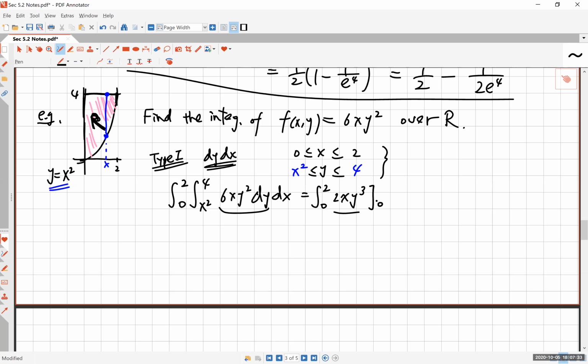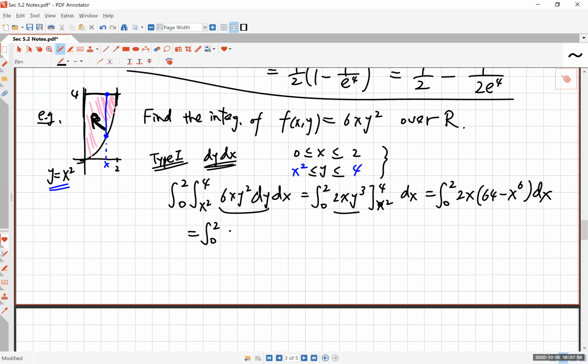Right? And then you evaluate these at x squared and 4. Those are the y values. All right, so then this becomes the integral from 0 to 2 of 2x, and then 4 cubed, 64, minus x squared cubed. That's x to the 6th power dx. All right, and then the rest, I am going to just do this partially.